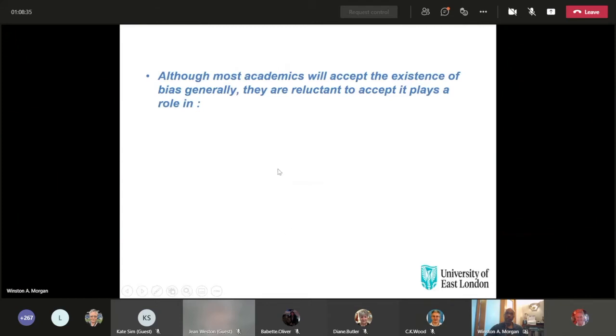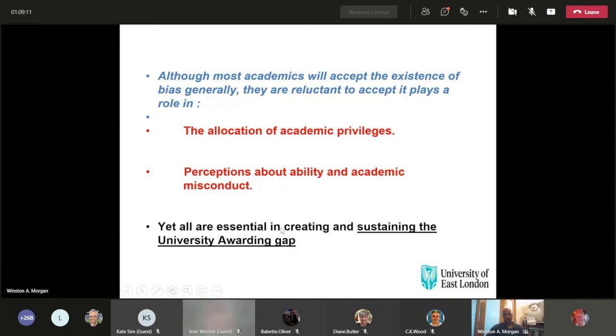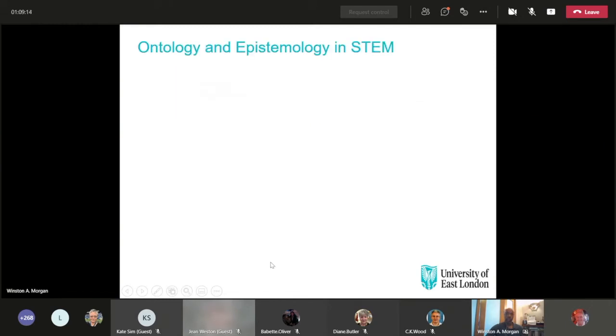Although most academics will accept the existence of bias generally, they are reluctant to accept it plays a role in, first of all, how they allocate academic privileges, perceptions about ability and academic misconduct. They're really reluctant to admit that. But unless you accept and admit this, you can't change your ideas and your practice. What I'm trying to do is get colleagues, academics, to think about some of these things and see how you can change your behavior. I'll give you some of the things you can do later on. Yet all of these are essential for creating and sustaining the university awarding gap.